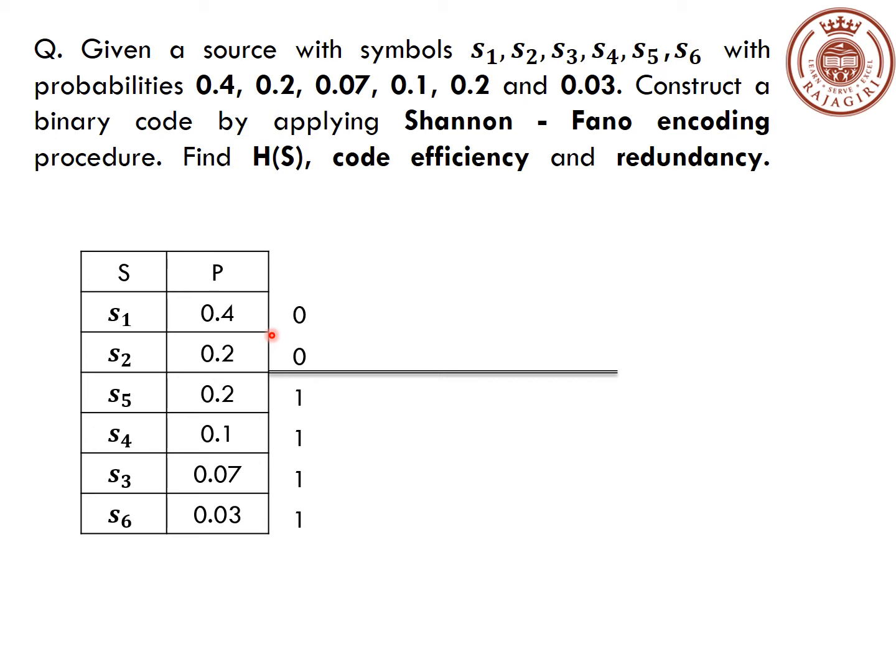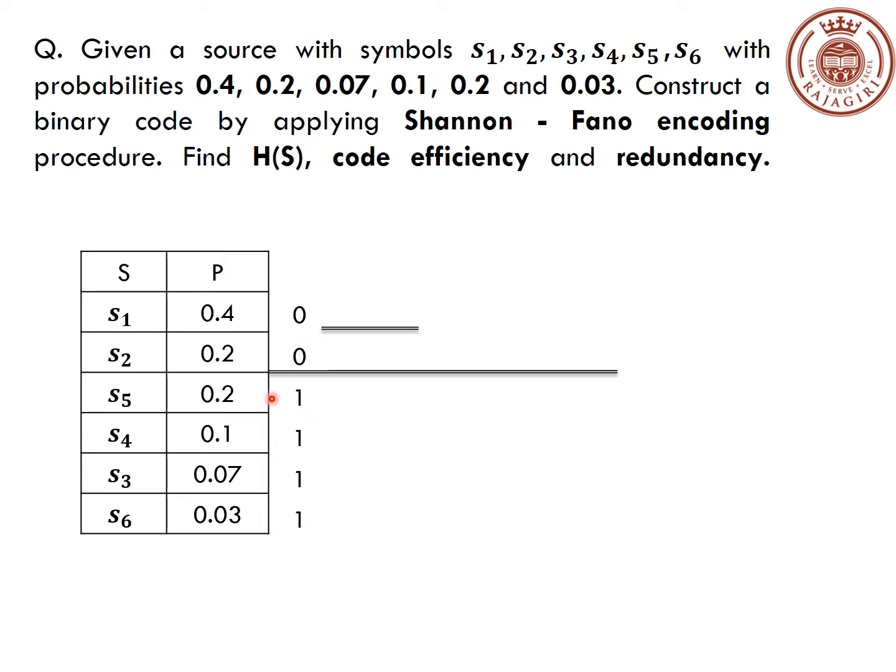Now we are going to do the same thing to each and every group. So right now I have this group as well as this group. Now I'm going to do the same thing here. I'm looking at the symbols. I'm trying to divide it into 2 groups again such that they have equal probabilities. So here, since there are only 2 elements, I have only one way of dividing it, such that this has a probability of 0.4 and this has a probability of 0.2. Now I consider this as my next group.